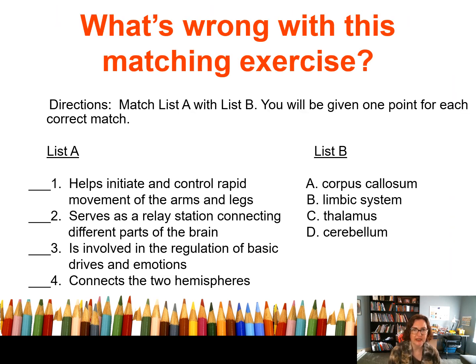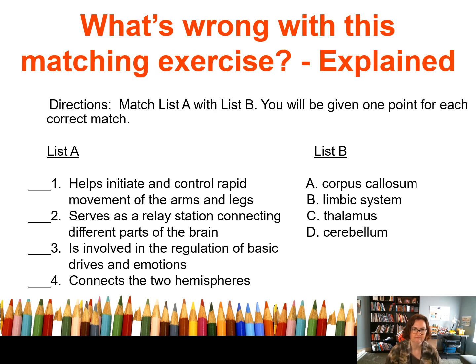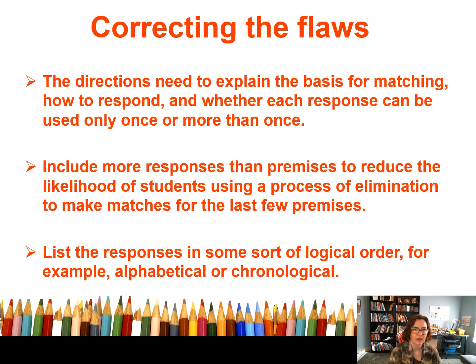What's wrong with this matching exercise? When you look at the directions, they're not very clear. What are you matching list A to list B with? You need more information. You also want to make sure that your responses are in some kind of logical order, like alphabetical. So the directions need to explain the basis for matching, how to respond, and whether each response can be used once, more than once, or not at all. And you want to include more responses than premises to reduce the likelihood of students using process of elimination to make matches for the last few premises. And you want to list the responses in some sort of logical order, like alphabetical or chronological.